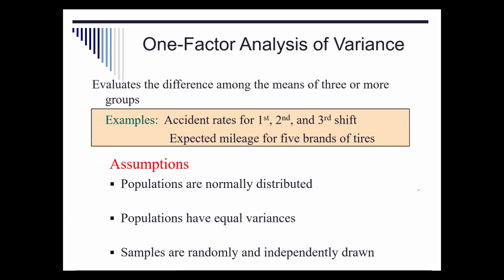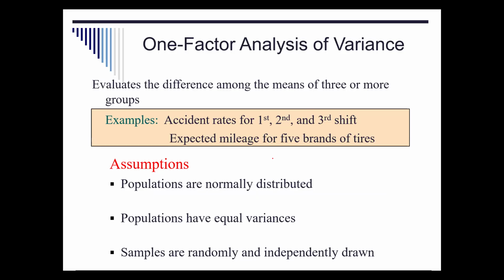All right. So now let's look at this. Evaluate the difference among the means of 3 or more groups. That could be the accident rates for first, second, third shift. Or expected mileage for 5 brands of tires. So 5 unique brands, right? But the tires probably perform in a similar nature, have a similar function.